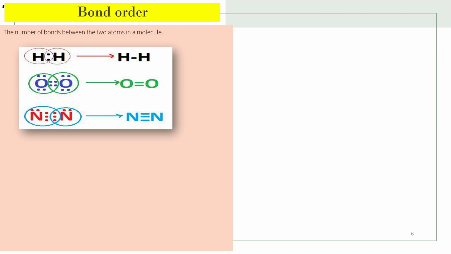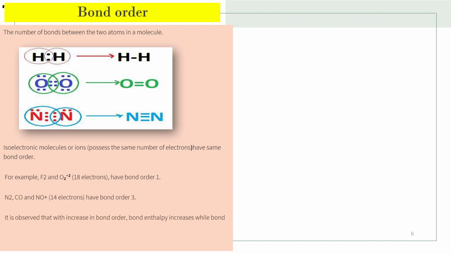But isoelectronic molecules or ions, meaning those with the same number of electrons, show the same bond order. For example, fluorine and the oxygen minus 2 ion show bond order 1, and nitrogen and carbon monoxide show bond order 3. So if the bond order increases, bond enthalpy increases, but bond length decreases.